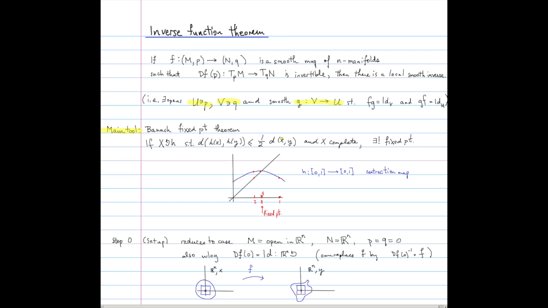And if we have a contraction mapping on a metric space which is complete, which means that Cauchy sequences converge, then there is a fixed point of this map, and that fixed point is unique. Okay, so here we see this is just a typical diagram for explaining the Banach fixed point theorem.